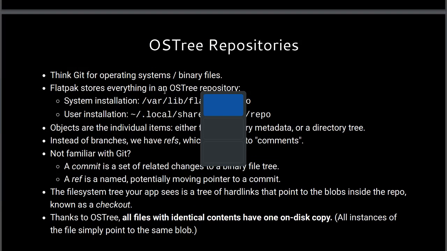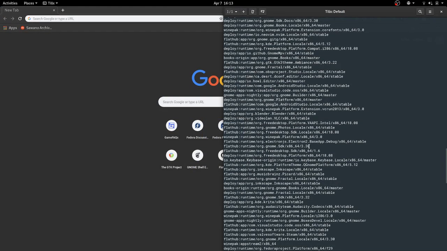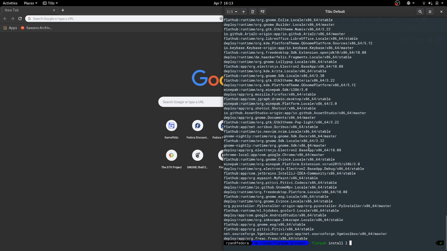and I can use my Wayland gestures because this is Xorg. A commit is a set bunch of changes, basically. A ref points to a commit. So we might have, let's do a concrete example. GNOME SDK. This ref is just a name for a commit.